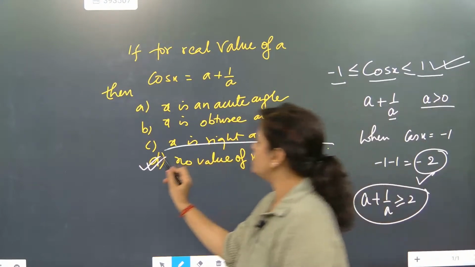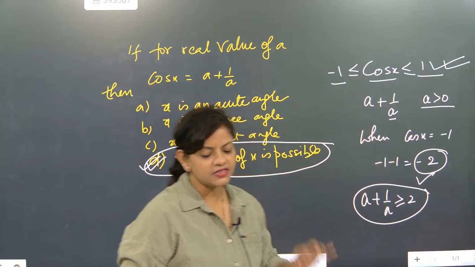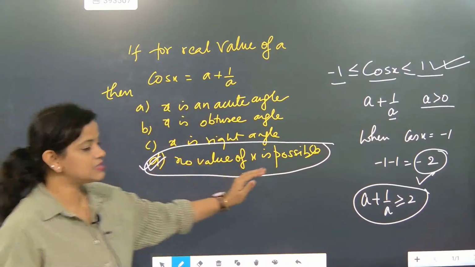So no value of x is possible if this is given. And that's the absolute part. Very good, Rudra. Very nicely explained. So everyone, please understand this one.